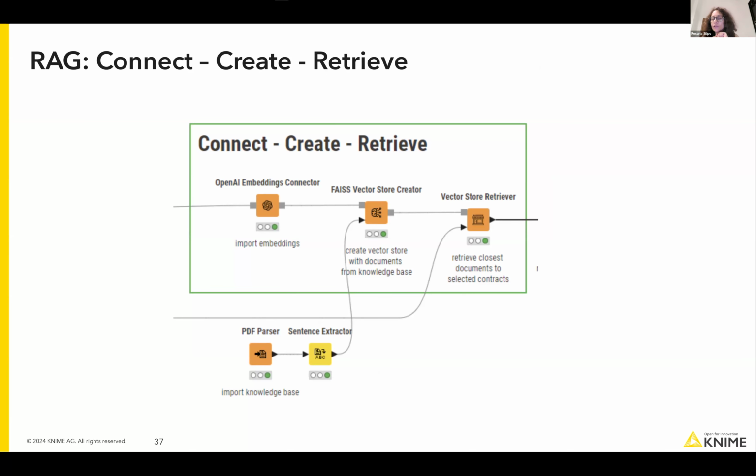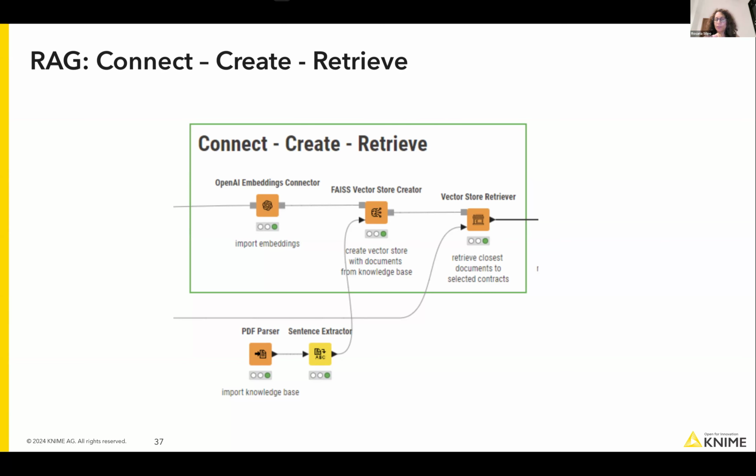Then I need the vector store creator, which is the one that basically saves all this numerical representation inside a space. And then I need the vector store retriever that has another document as input, is connected to the vector store, searches inside the vector store, and finds the points, the documents that are the most similar to the input document. Is it clear? So again, 3 more steps to implement the RAG: connect, create, and retrieve.